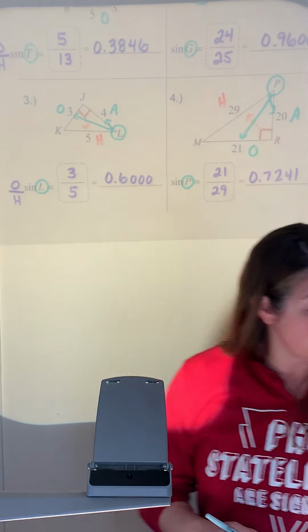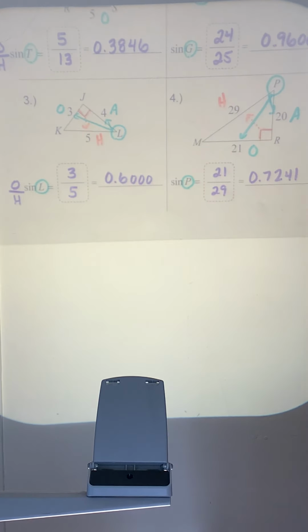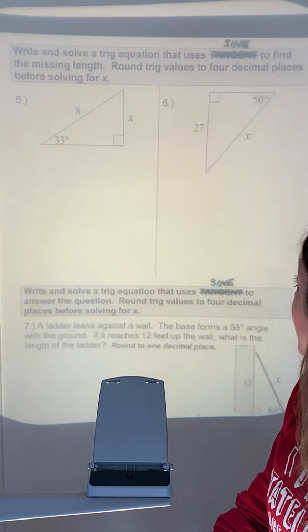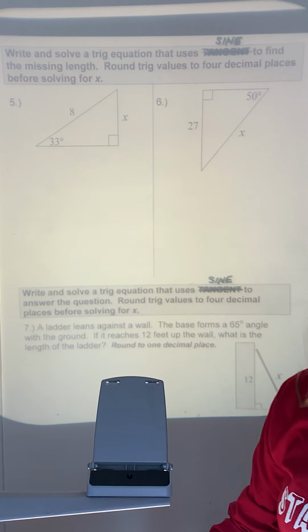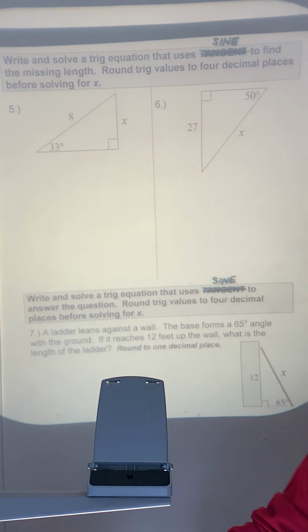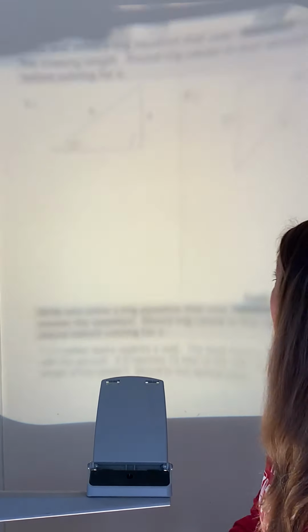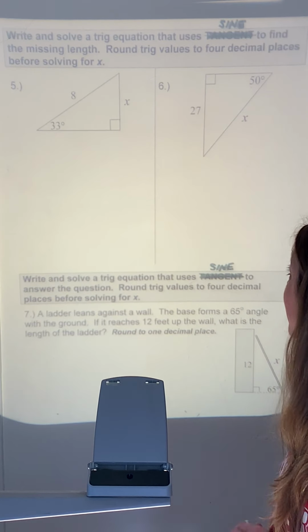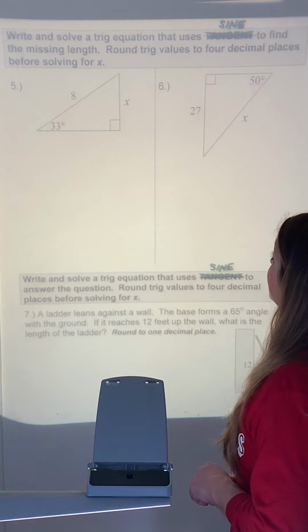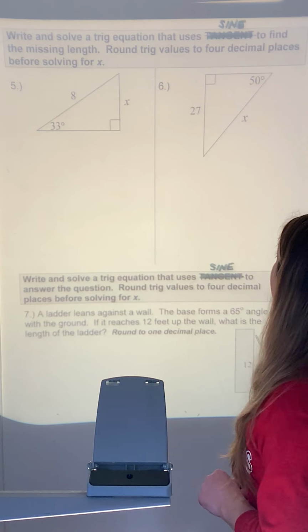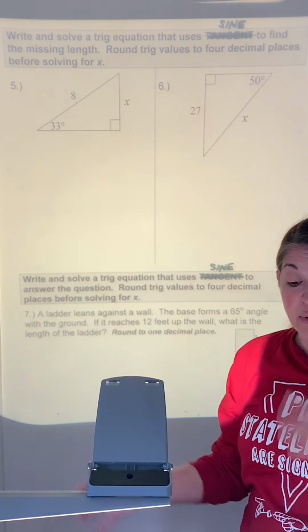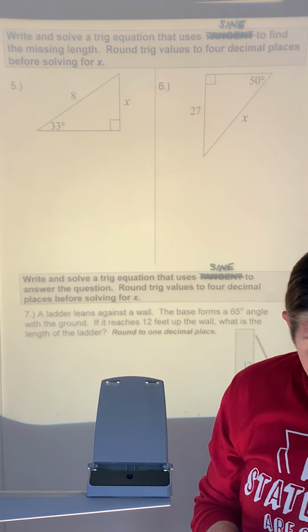Remember that as we move on to our next problems on the next page, where now we're going to have to write and solve a trig equation that uses sine. Again, apologize for the typo, but your paper, if you got it from Google Classroom, should be correct. You're going to write and solve a trig equation that uses sine to find the missing length. We're going to round our trig values to 4 decimal places first before we continue to solve.